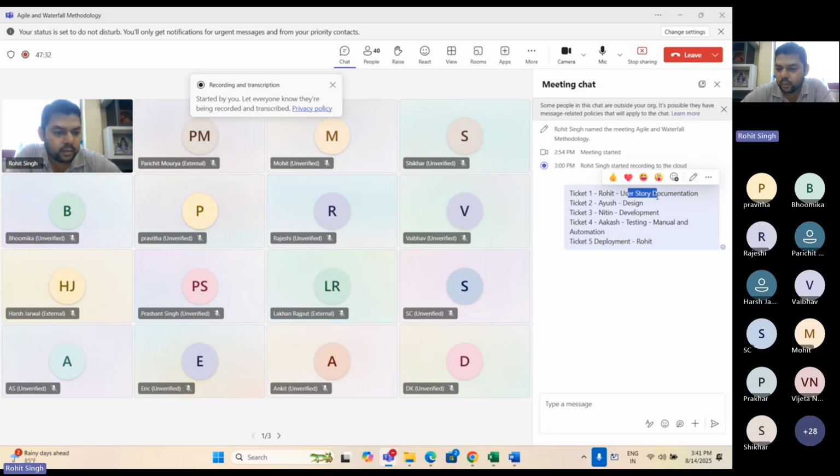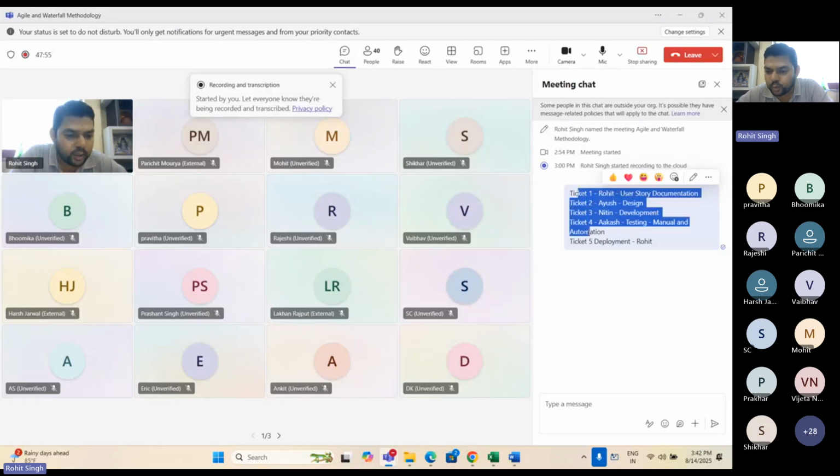Once Rohit completes the user story, only then will Ayush do the design. Once Ayush is done with the design, then Nitin will start the development. Once Nitin completes the development, then Akash will do the testing. Once Akash completes the testing, then only Rohit can deploy it.